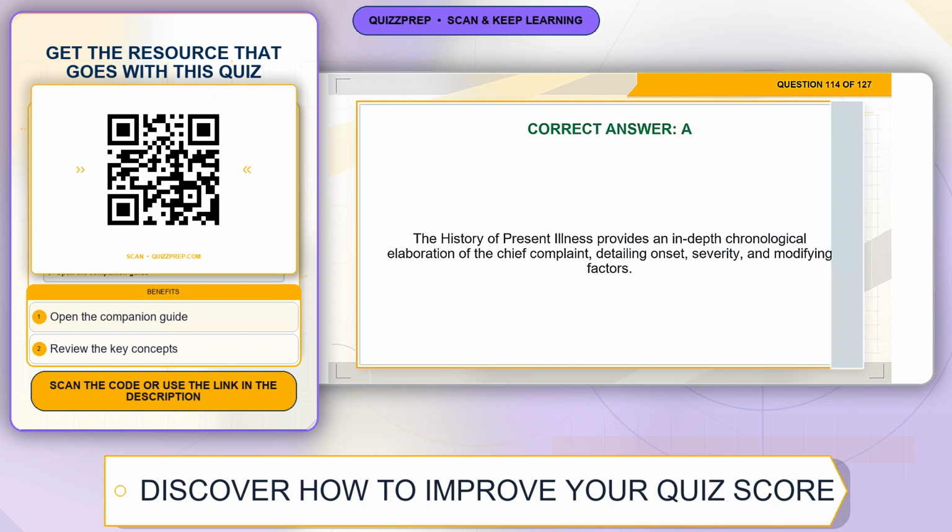Explanation. The history of present illness provides an in-depth chronological elaboration of the chief complaint, detailing onset, severity, and modifying factors.